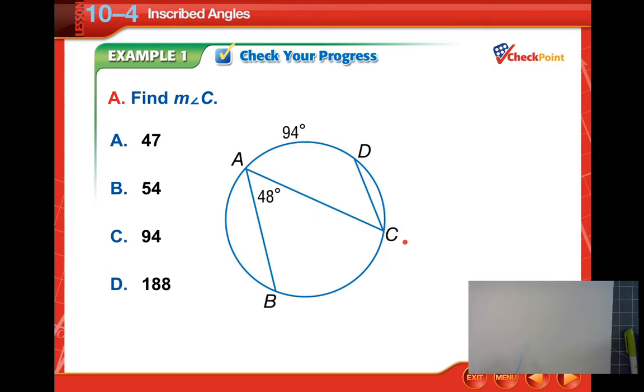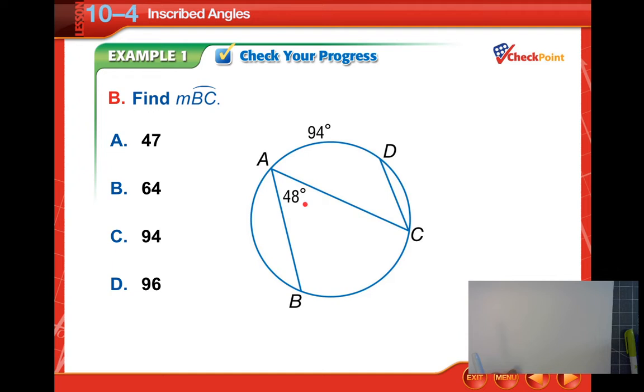That's this inscribed angle. I'm looking at this arc, 94. Since I'm going down into the funnel, I want to cut it in half. I don't want to double it. D is doubling our answer. We don't want to do that. We want to cut the arc in half, 47.